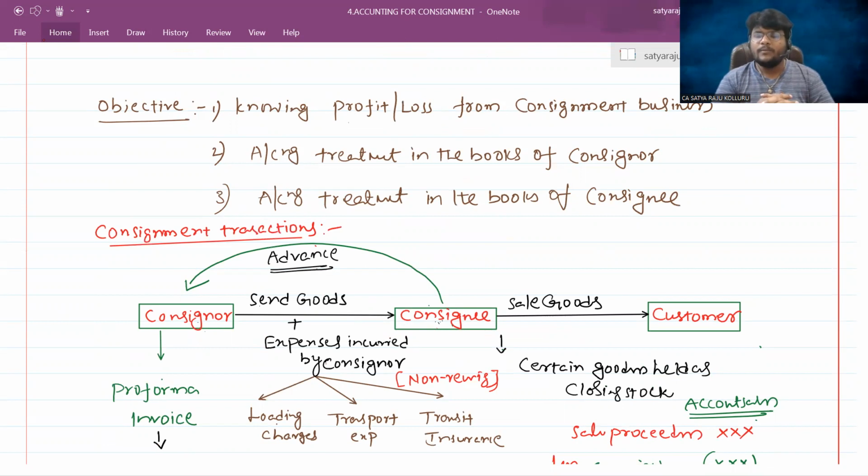Once we are able to complete the next lecture, then if time permits, from the third lecture onwards, we can start the problems. Okay, guys, consignment related transactions or consignment accounting is dead easy, provided you understand the nature of business transactions clearly.